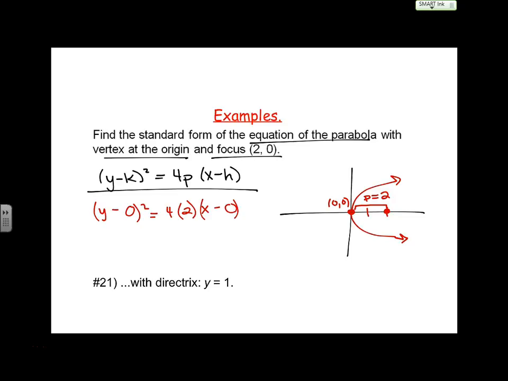Now, do we leave it like that? No. We should make it a little bit prettier. We could say y squared is equal to 8 times x. If you want to, another way of writing it is to get x by itself, since it's like an inversey one. You could say x equals 1/8 y squared. Either one is proper. Either one is okay. Does that make sense?